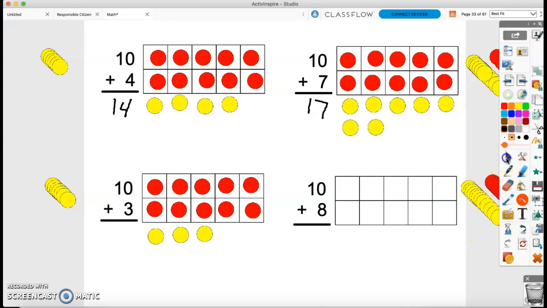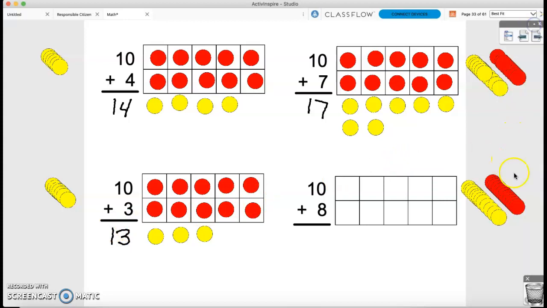So let's go ahead and count and see what we have. We have 10 in the 10 frame, 11, 12, 13. So 10 plus 3, 10 and 3 are 13. And let's do our last problem. We have 10 plus 8. So once again, we're going to fill up the 10 frame. If we fill up the 10 frame, we know that we have 10. We don't have to count. We just know that a full 10 frame is 10 altogether.